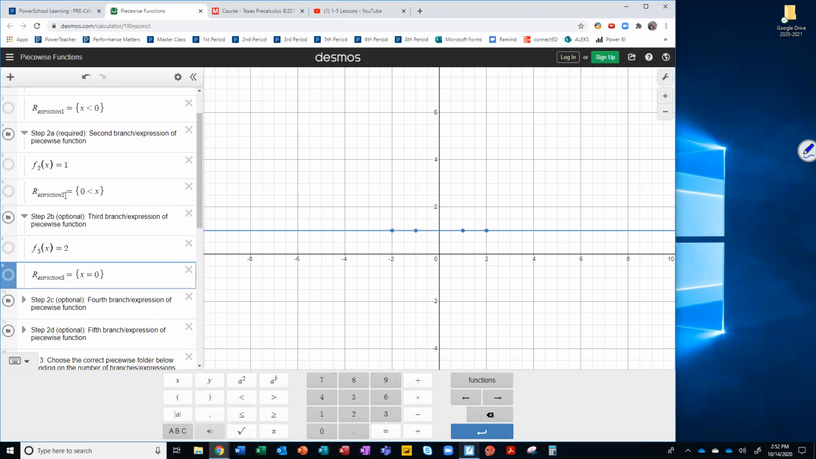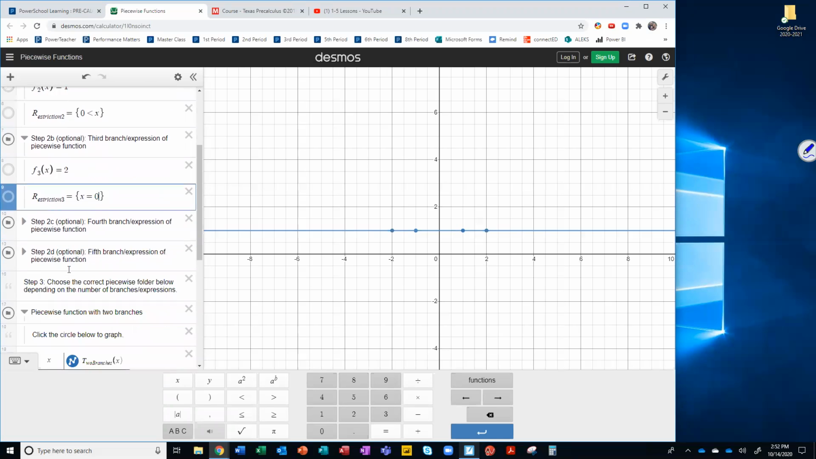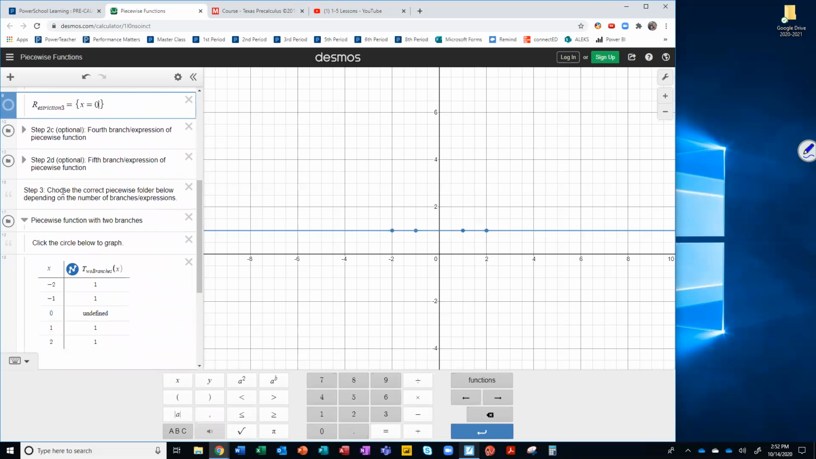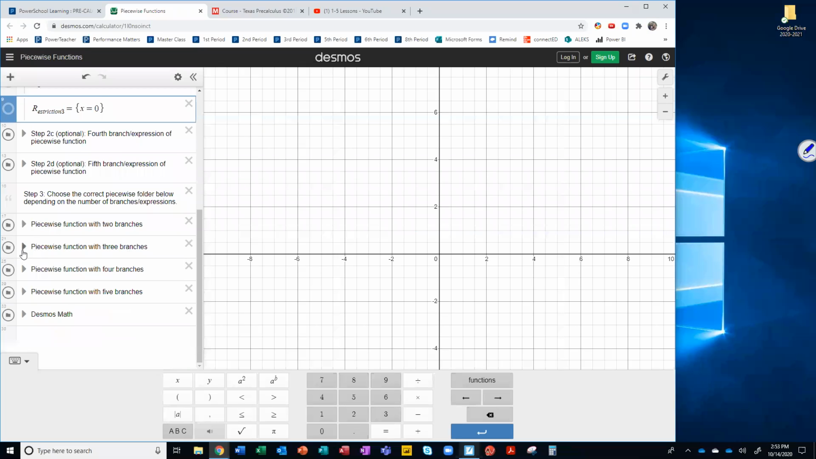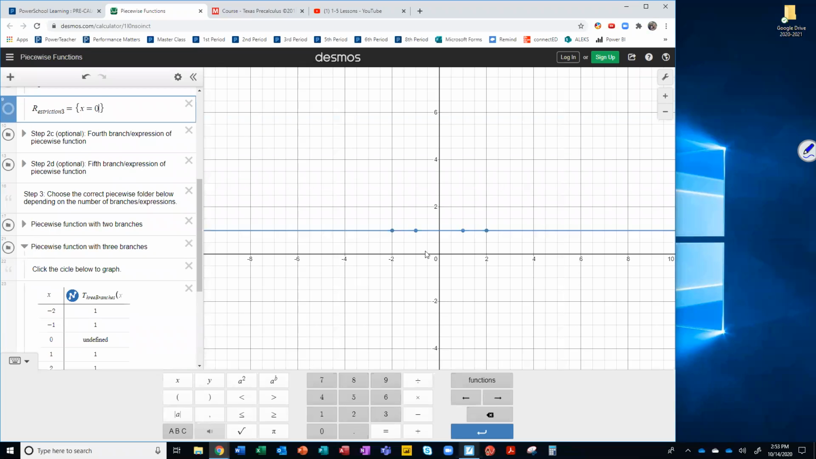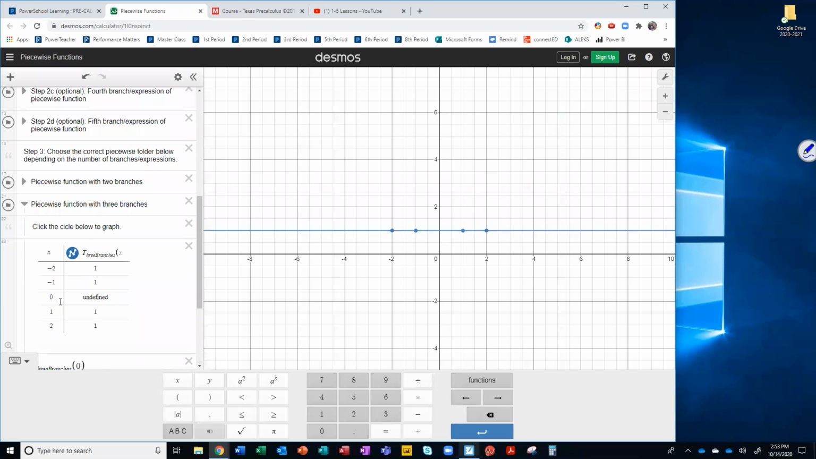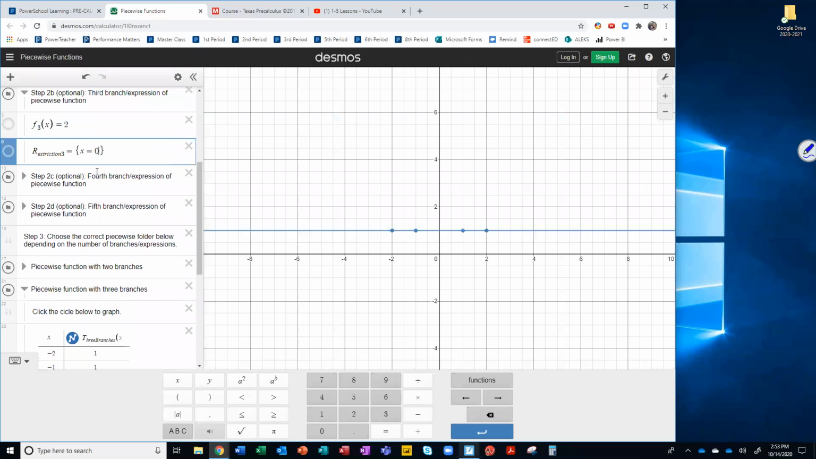Now, I got 3 equations here, so when I come down here, I would have to choose, it says step 3, choose the correct piecewise folder depending on how many branches. I had to use 3 branches, so I won't use this 2. I'll use the 3 branches folder. When I click this, this should be my graph, and you'll see at 0, well, it's saying undefined. I don't know what's going on there with my problem.